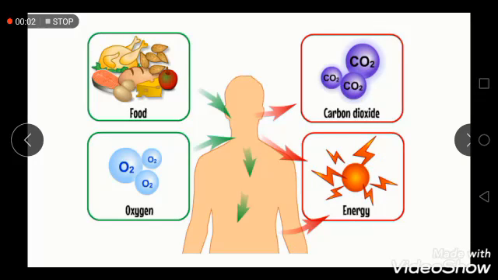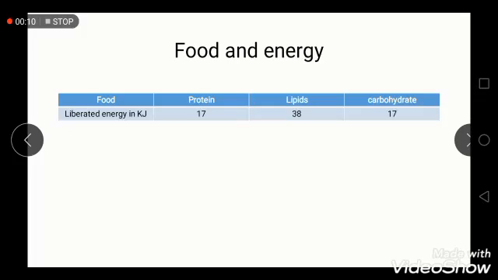But do all the types of food produce the same amount of energy? Let's see. As we know, we have different types of food. For example, the proteins that are found in meat, chicken, egg, and so on. We have also the lipids, which are found in oil, butter, and these types of food. And carbohydrates, which are the sugars that we consume from different types of food, like bread, rice, grapes, and so on.